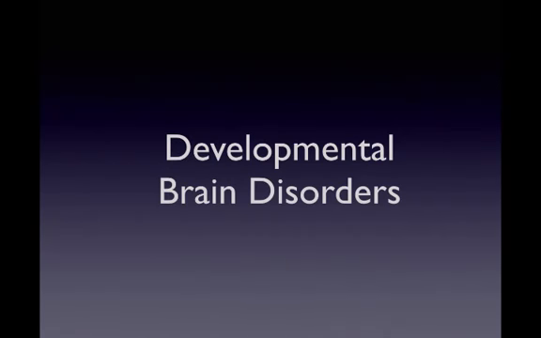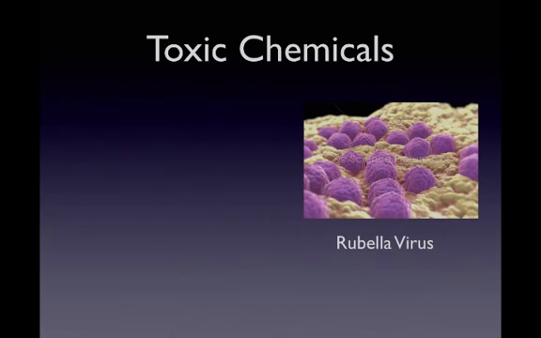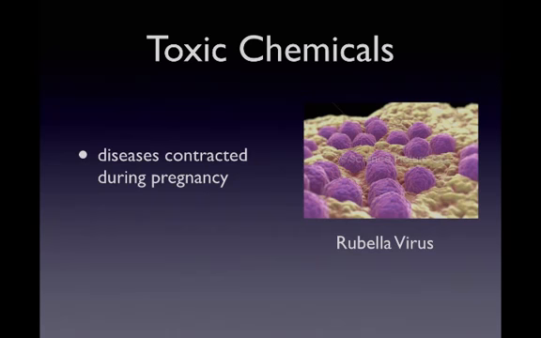Another source of brain disorders is developmental effects that can be linked to diseases that are experienced by mothers when they're pregnant, or by exposure to toxic chemicals such as drugs and alcohol or environmental substances. These have all been shown to have a developmental effect on the brain. For example, if a woman contracts German measles, rubella, early in her pregnancy, the toxic chemicals that are released by the virus interfere with the chemical signals that control normal development of the brain.